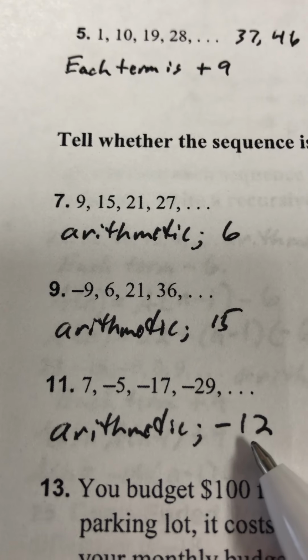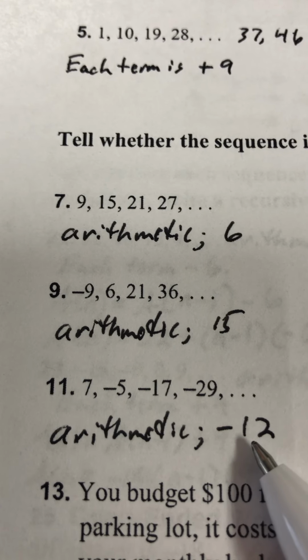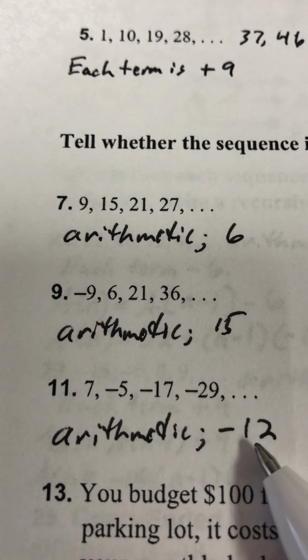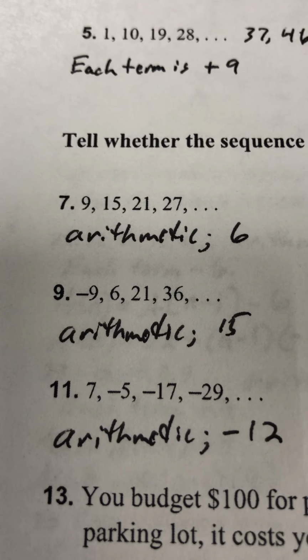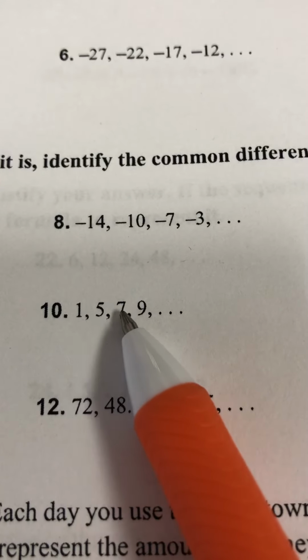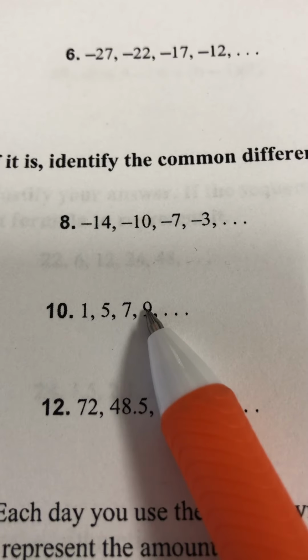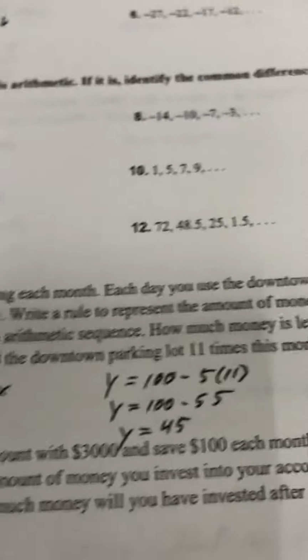An example that would not be arithmetic: that one goes up 4. This one, let me see, goes up 4. Oh, here's an example of not. Notice it goes up 4, and then it goes up 2, and then it goes up 2 again. So this would not be arithmetic.